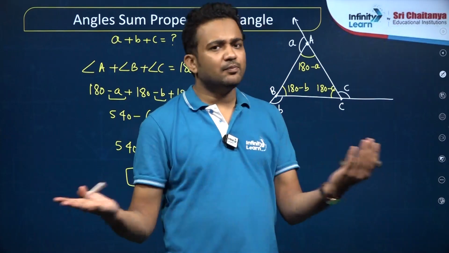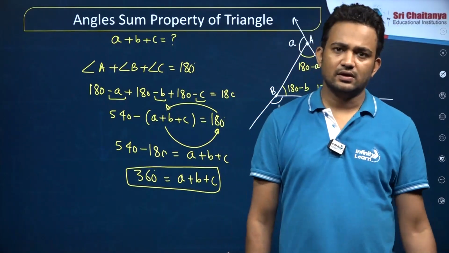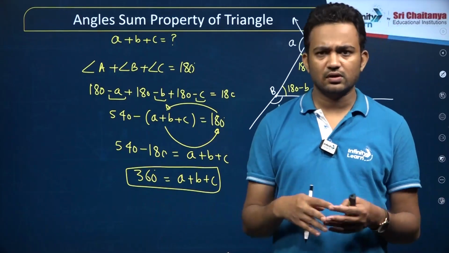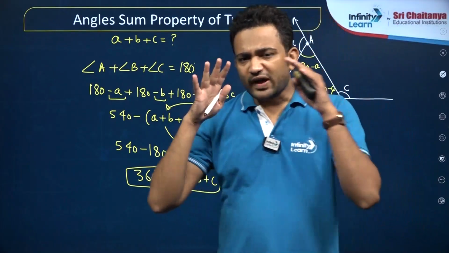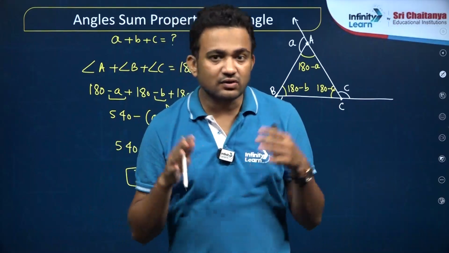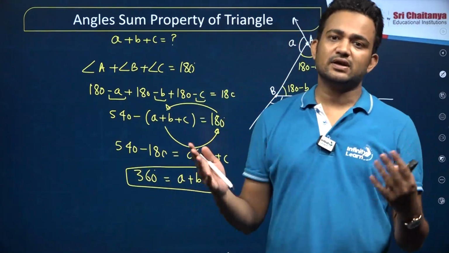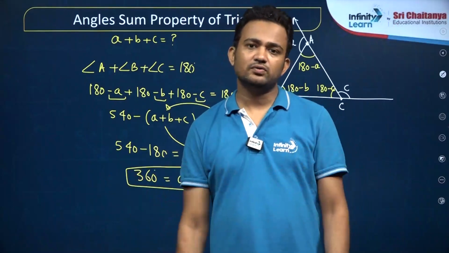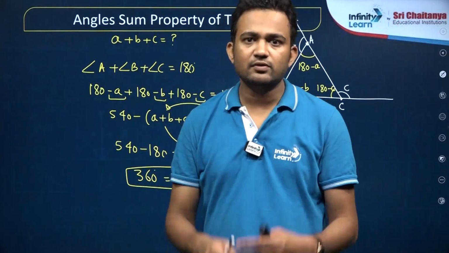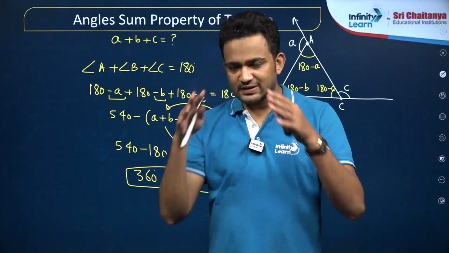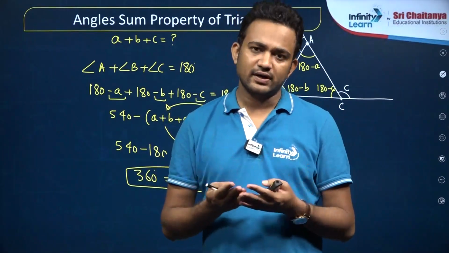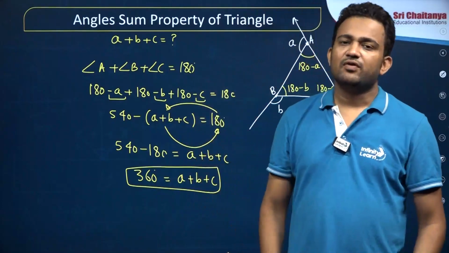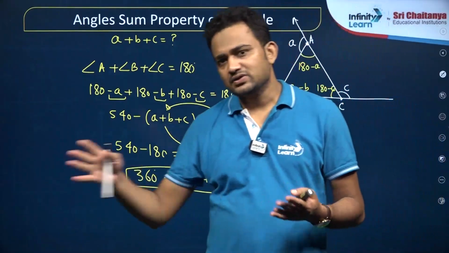Even if you take any polygon, triangle, quadrilateral, pentagon, hexagon, heptagon, octagon, nonagon, decagon, the sum of exterior angles does not depend on the number of sides or the number of vertices. This is fixed and always equal to 360 degrees. But what about the sum of interior angles? The sum of interior angles of a triangle is 180. For a quadrilateral, we get two triangles, so it will be 360. For a pentagon, we have 540, and so on.